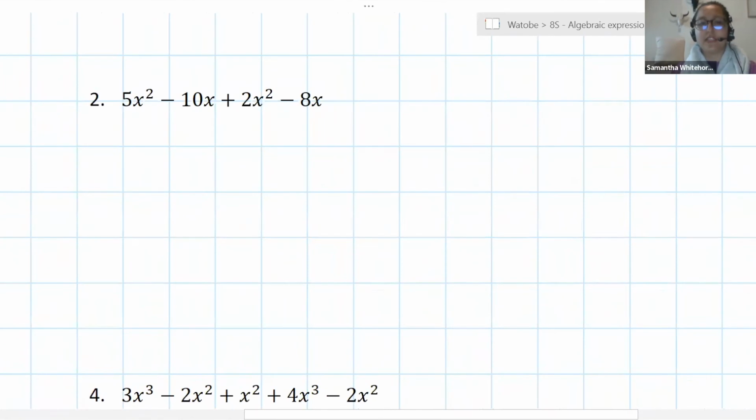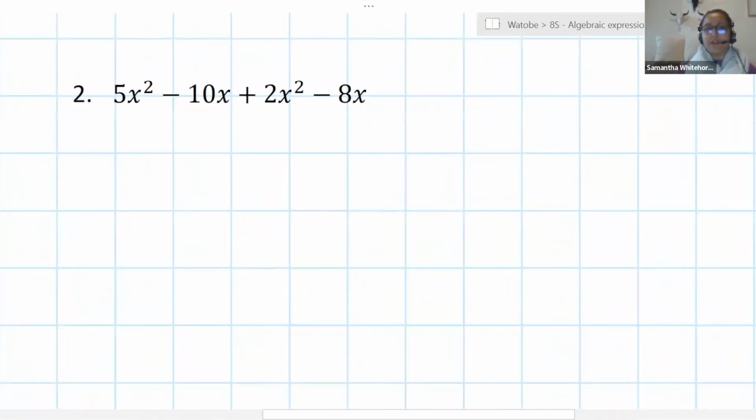Okay, let's have a look at the second question over here. So we've got 5x squared minus 10x plus 2x squared minus 8x. So again, I'm going to give you a little bit of a chance here to go and simplify this expression for me. So have a look, find your like terms, and then in the chat again, let's see what your answers are.